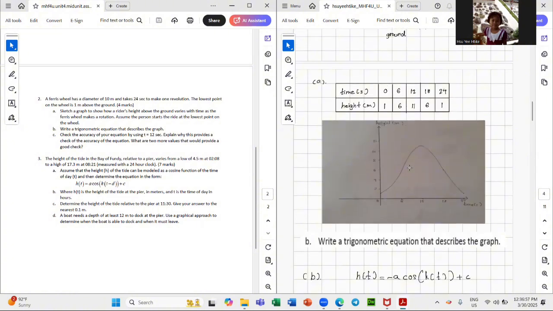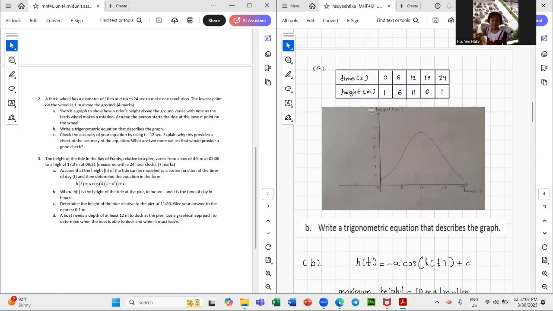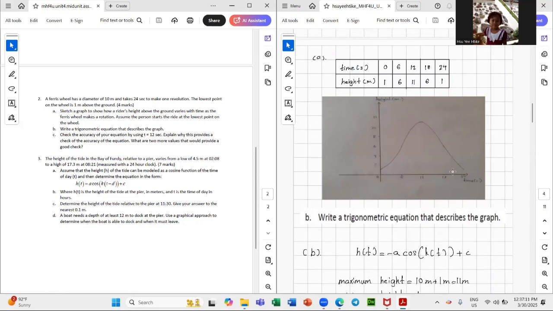For part A, we have to sketch the graph. So we have to find the points and draw the graph. In the graph, the x-axis represents time in seconds and the y-axis represents height in meters.